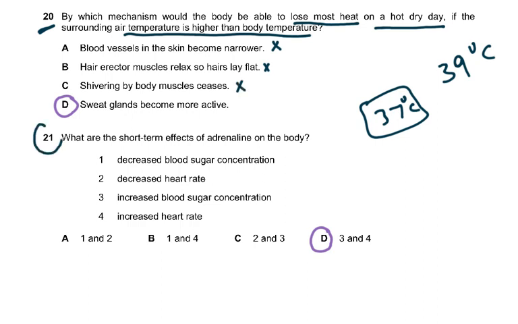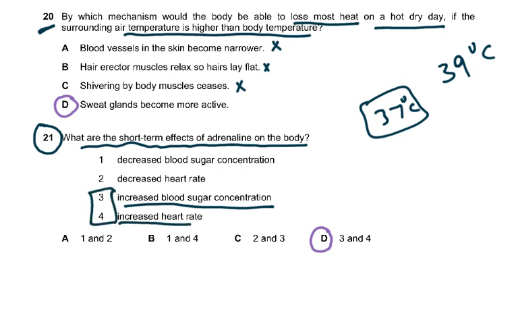Then coming to question 21, last question. What are the short-term effects of adrenaline in the body? Short-term effects means immediately when adrenaline is released, what is that going to result in? It's going to cause an increase in the blood sugar. Why? Because the glycogen is converted to glucose by the effect of adrenaline, and there's going to be an increased heart rate. So basically, it's going to be these two things.